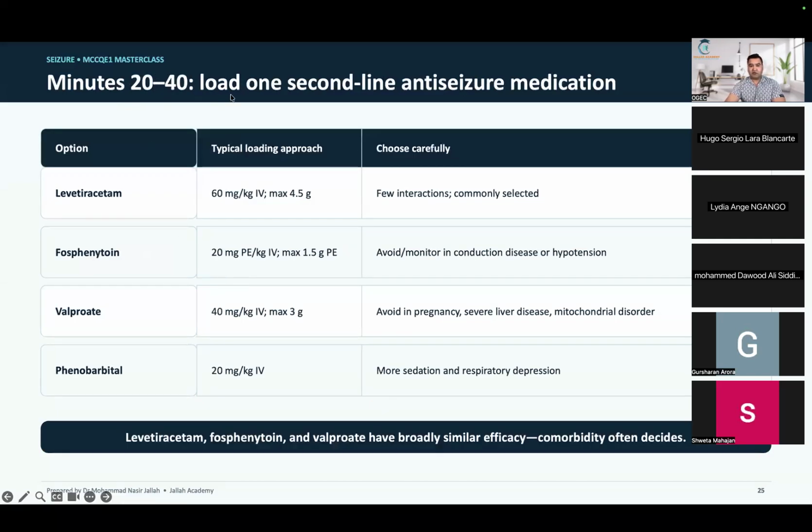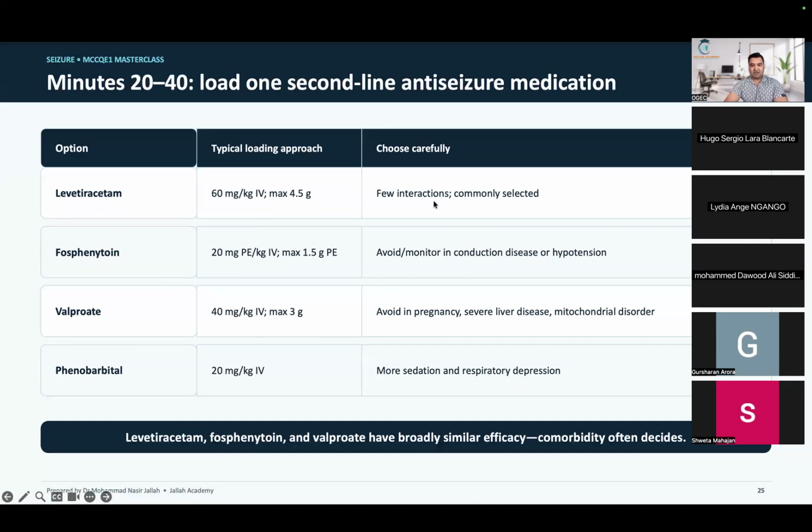Now 20 to 40: load one second-line anti-seizure medication. So options: levetiracetam, okay? Again, they're not going to ask you about the dosage, you don't have to worry about this. Phenytoin, valproate, phenobarbital. So they're the typical loading anti-seizure medications if the benzodiazepine doesn't work.